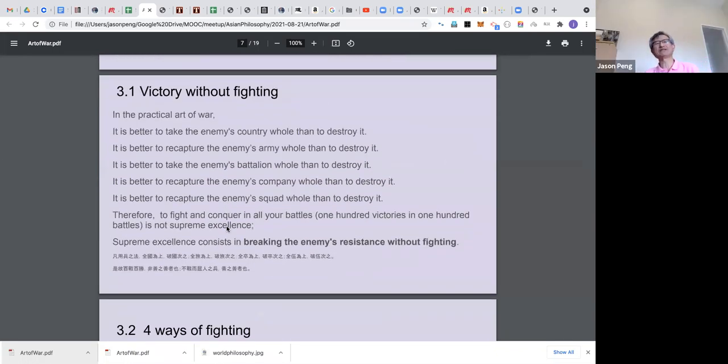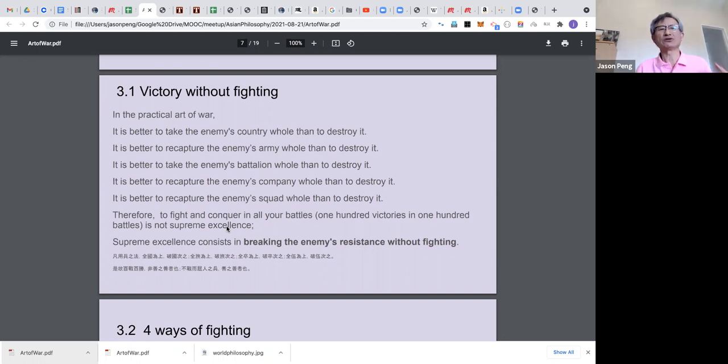Okay, let's move on to chapter 3. I include a lot in chapter 3, but probably we don't have time to go into it too much. But here, I think there's an important message, okay? Chapter 3 talks about the basis, the planning, how to plan in a war. I include a few quotes on this one.